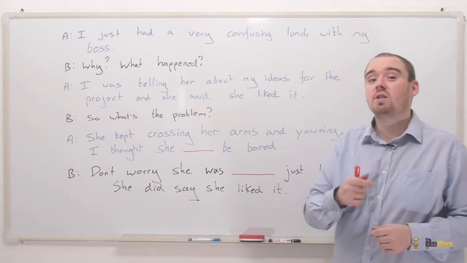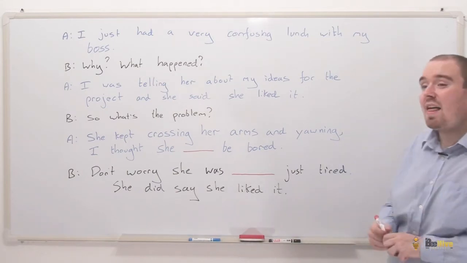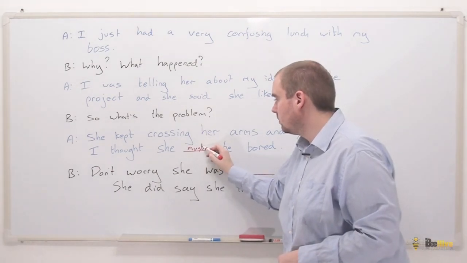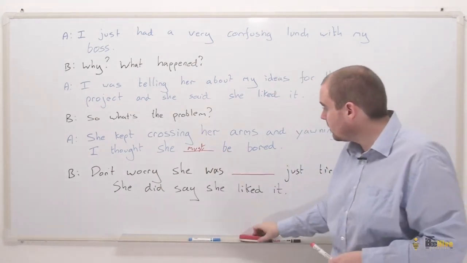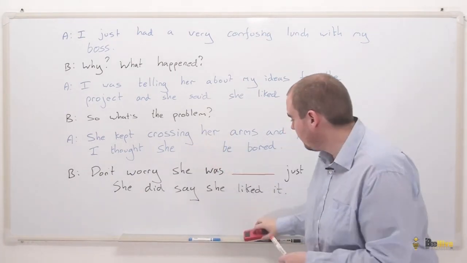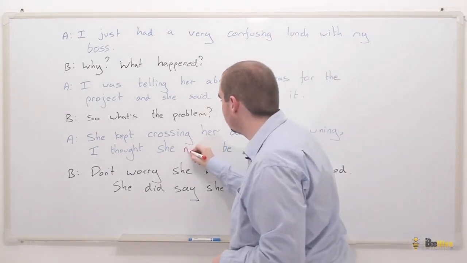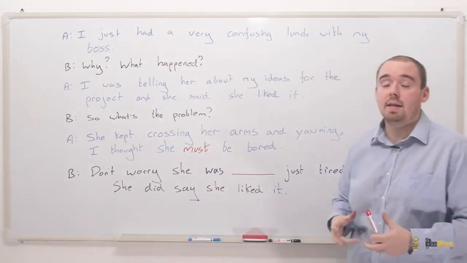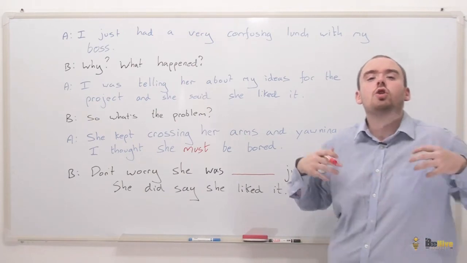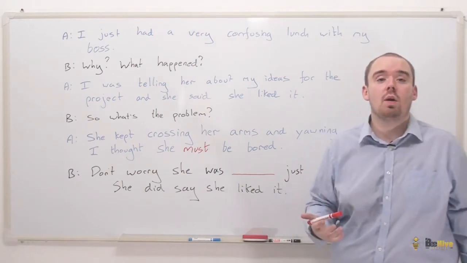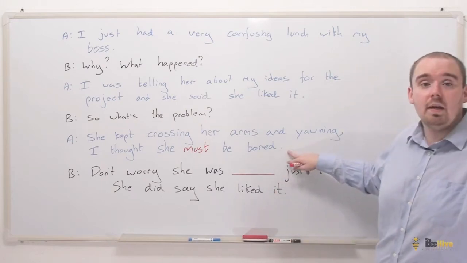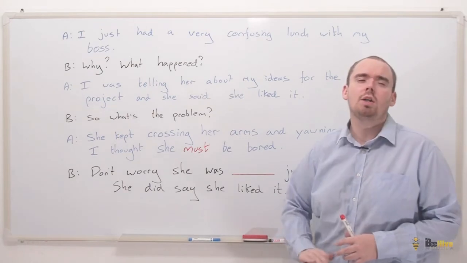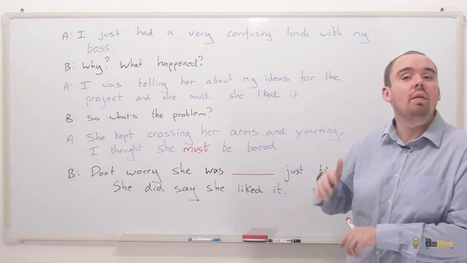Well, now here's another one. Okay. I'm going to teach you, and that's must. Okay. So must. Let me just write it a little bit bigger. So must means that you're sure. Okay, you're very sure about being bored. Okay, she must be bored. So may is not sure, but must is quite sure that she's bored.